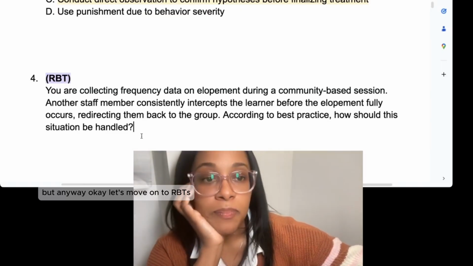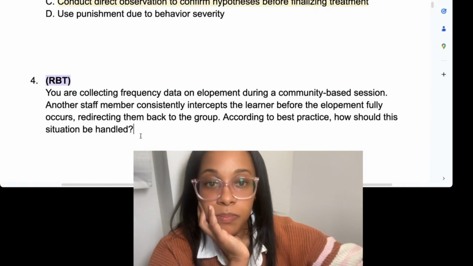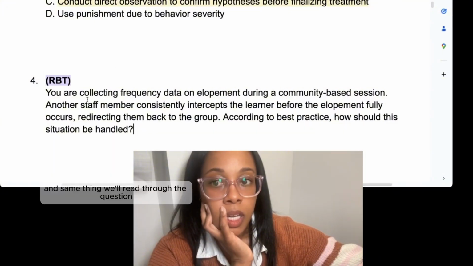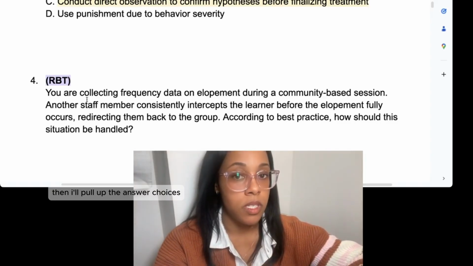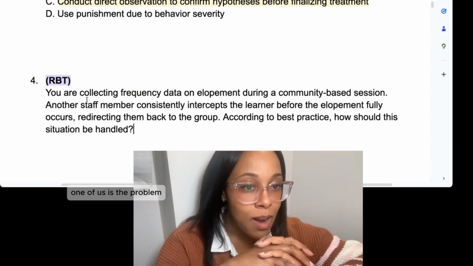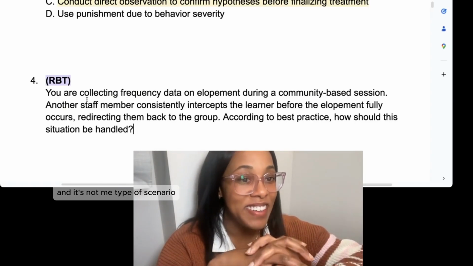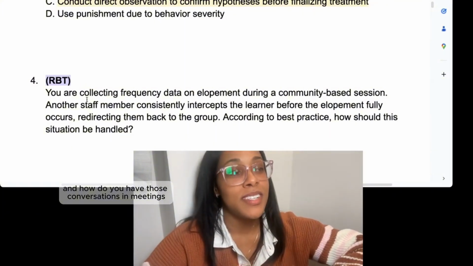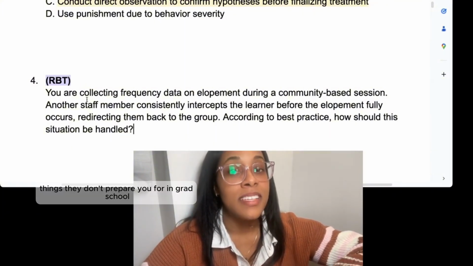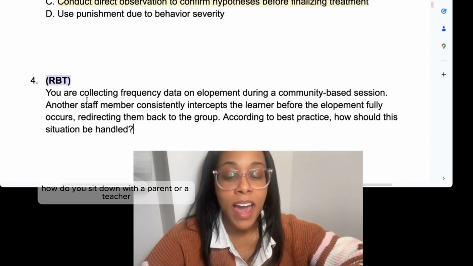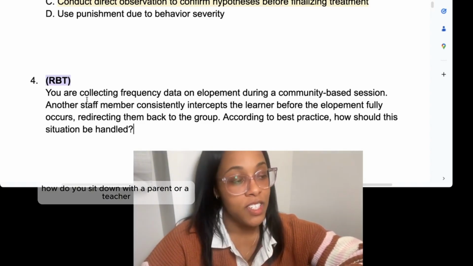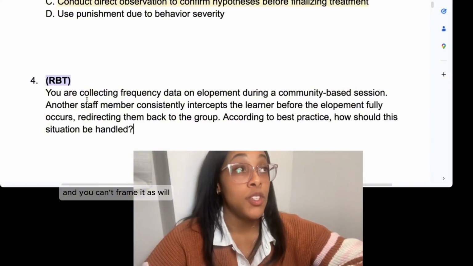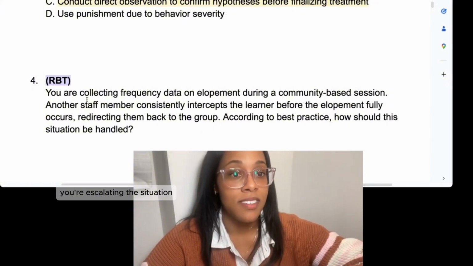But anyway, okay, let's move on to RBTs. Same thing, we'll read through the question, then I'll pull up the answer choices. One of us is the problem and it's not me type of scenario. How do you have those conversations in meetings? Things they don't prepare you for in grad school. How do you sit down with a parent or a teacher and you can't frame it as, well, you're escalating the situation?